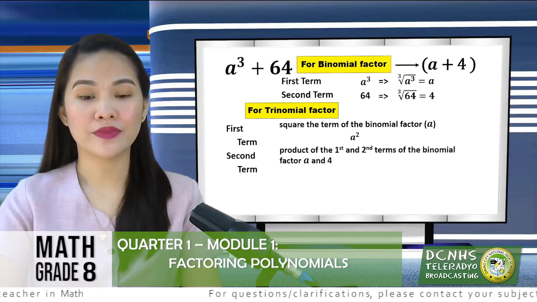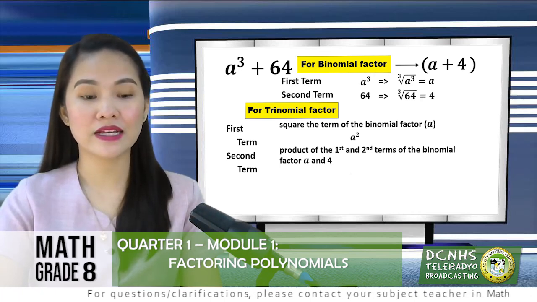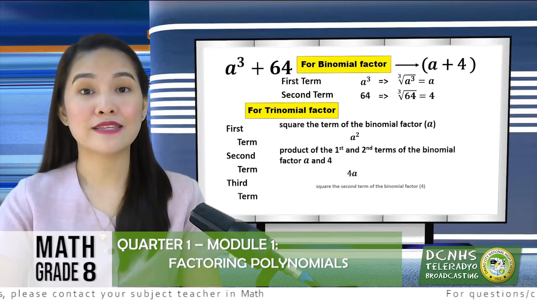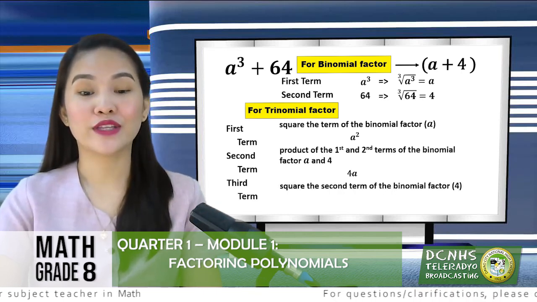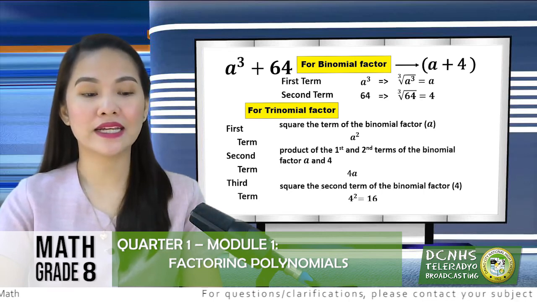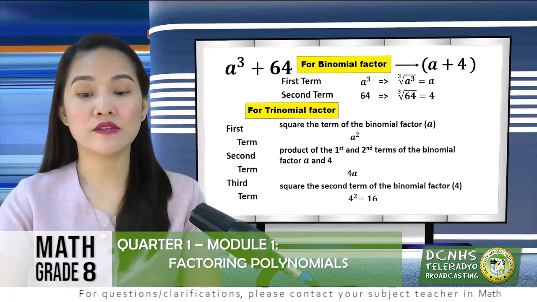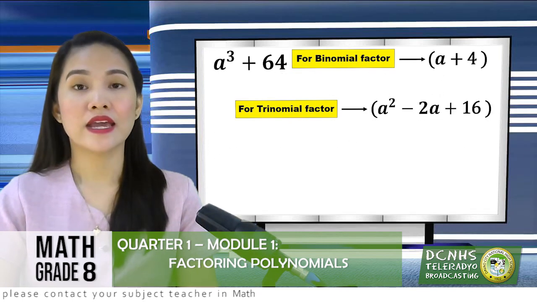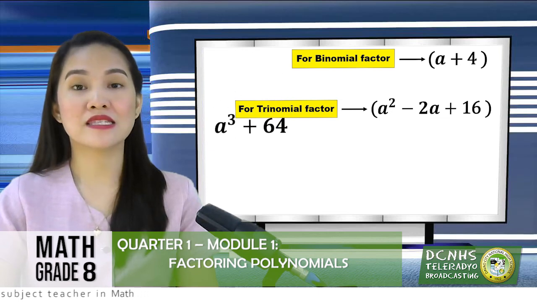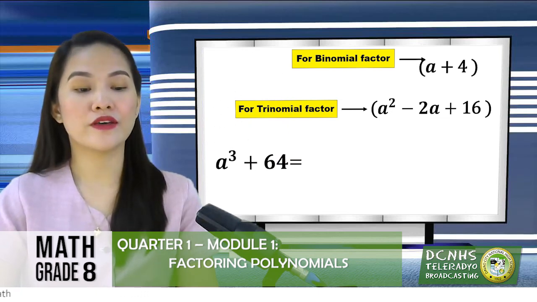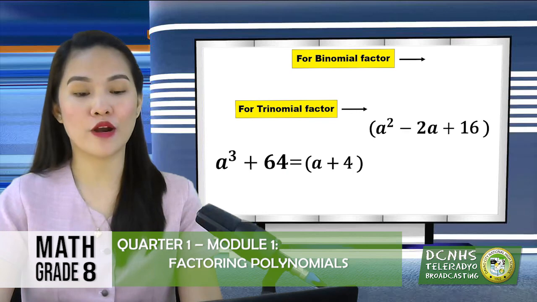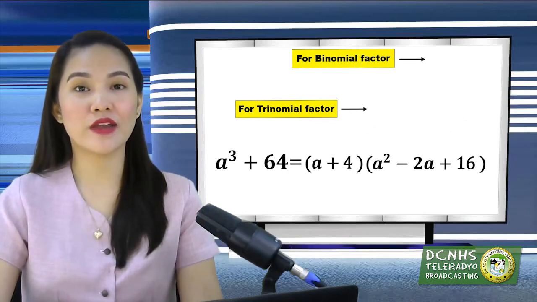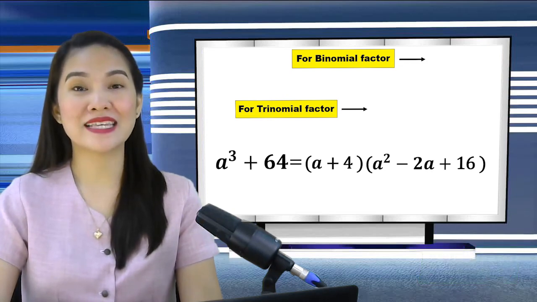For the second term, get the product of the first and second terms of the binomial factor, a and 4. The result is 4a. And for the third term, square the second term of the binomial factor, which is 4, and the result is 16. The trinomial factor is a squared minus 2a plus 16. Therefore, the factors of a cubed plus 64 is equal to the quantity of a plus 4 times the quantity of a squared minus 2a plus 16.